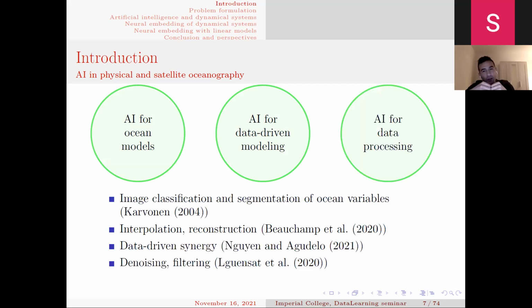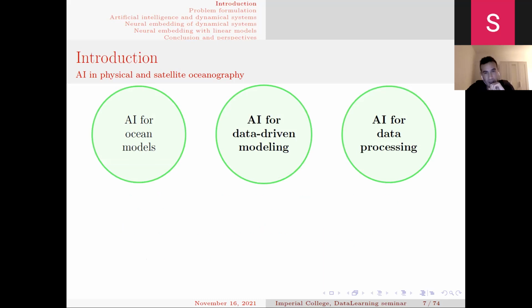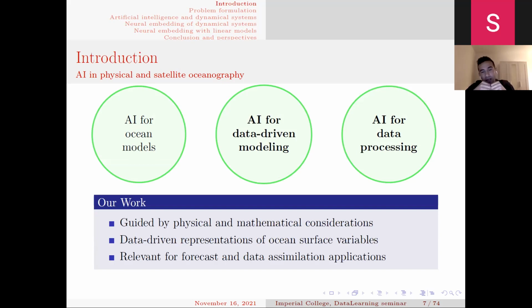There is also another class of questions regarding how to use artificial intelligence to make sense of all of the ocean observations. In this work, we mainly focus on these last two points, and we aim at deriving data-driven representations for ocean surface variables that can be useful for forecast and data assimilation applications.